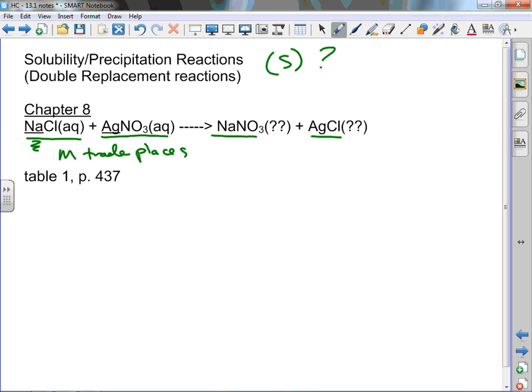Back in chapter 8, though, we kind of said, hey, we don't know what's a solid or a liquid or aqueous or any of that stuff. So I would have said, just copy it down. We'll figure out later what it actually will be.